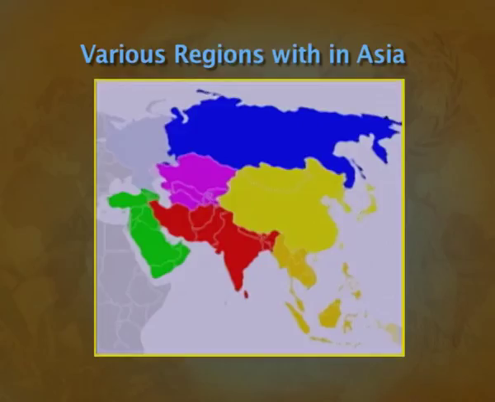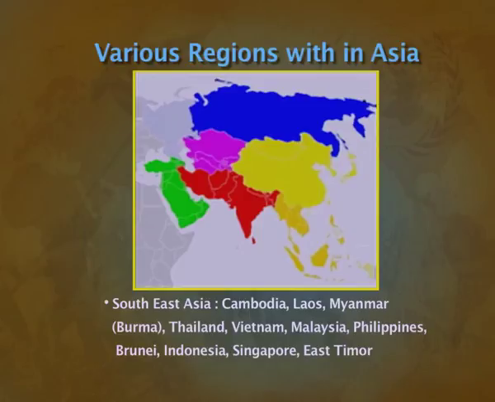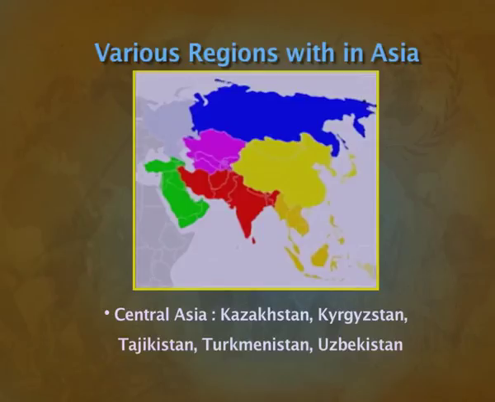Now let us look at this map and identify various regions within Asia. The color blue indicates North Asia, which primarily includes Russia. Russia is the biggest country in the world. Now on the map, the yellow region indicates East Asia, which includes China, Korea, both North Korea and South Korea, and Japan. Southeast Asia, which is orange in color, includes Cambodia, Laos, Myanmar, Thailand, Vietnam, Malaysia, Philippines, Brunei, Indonesia, Singapore and East Timor.